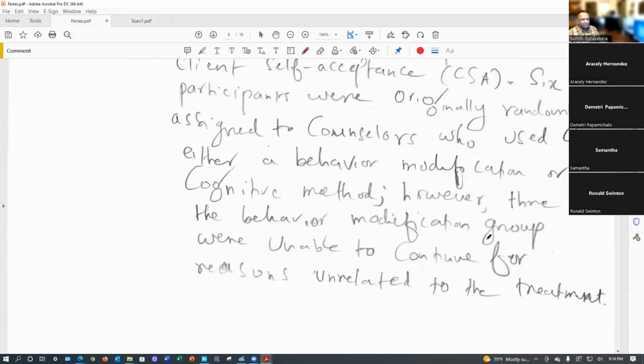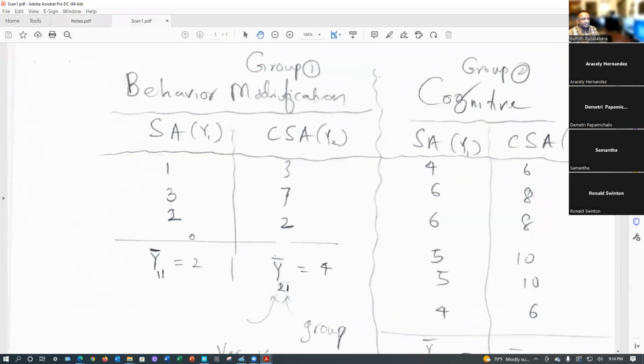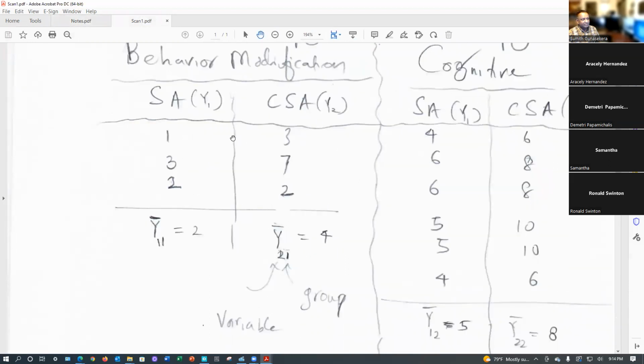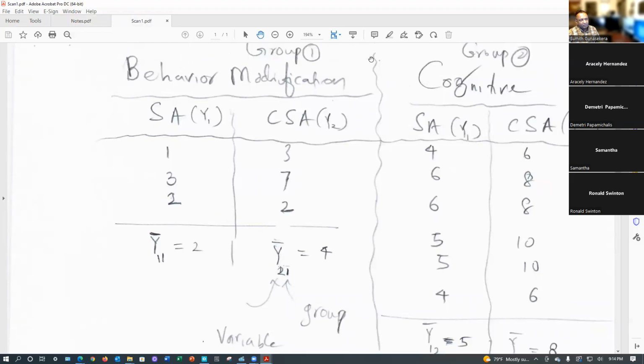Okay. See the modification, they are in the one group. Some people could not attend for some reason unrelated to the treatment. See, this one here has only 3 individuals. First individual, second individual, third individual. Here, first one, second one, third one, fourth one, fifth one, sixth one. Look at it. These are the two groups I'm trying to compare and contrast, to see whether they both produce better results.